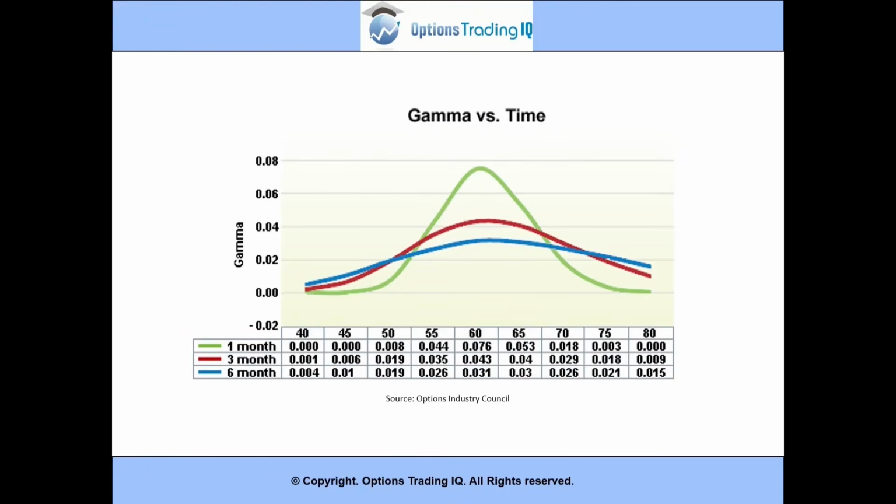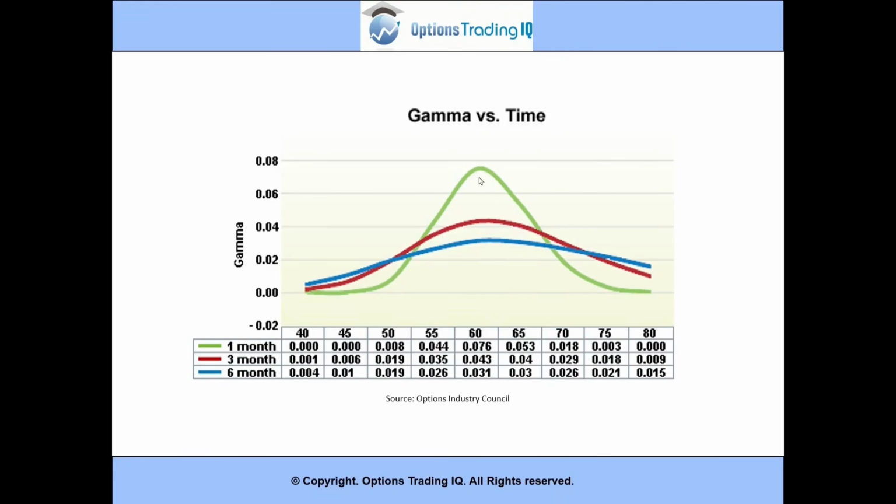Two things drive gamma higher. Moneyness is the first one. So gamma peaks for at-the-money options. You can see that here. The at-the-money strikes have the highest gamma value. Time is the other factor. The closer to expiration, the higher the gamma. Weekly options have very high gamma, and their deltas can swing wildly.